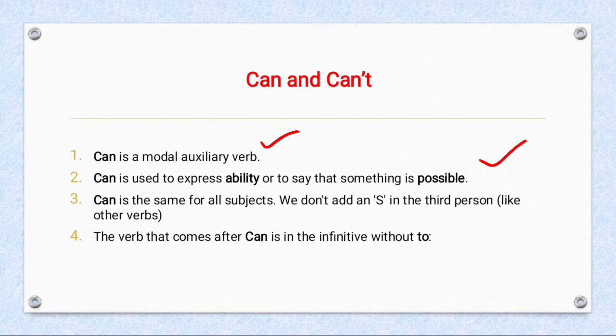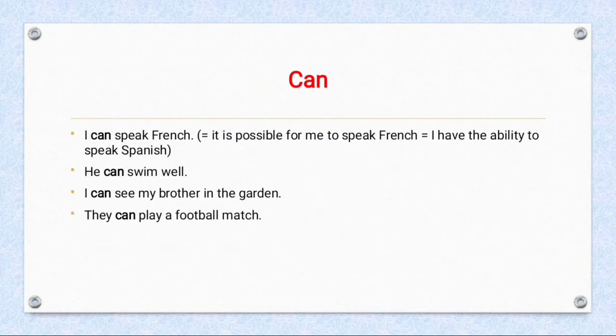Can is the same for all subjects. We don't add an s in the third person like in other words we use. Now, s, es and ies we use in present indefinite tense with third persons. Third persons are he, she, it, they or any singular name that comes in third person. But when we talk about can, we don't use s, es and ies with third persons. The verb that comes after can is in the infinitive without to. So let's see its detailed explanation in the next slide.